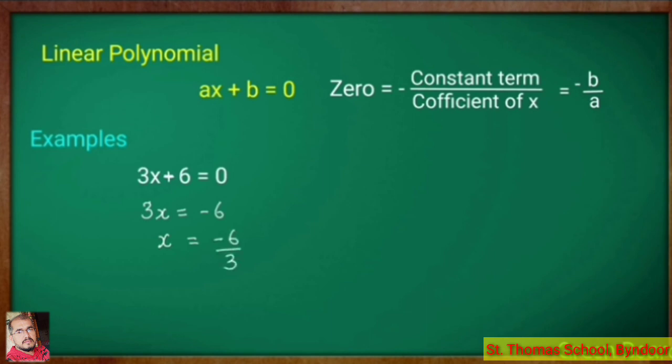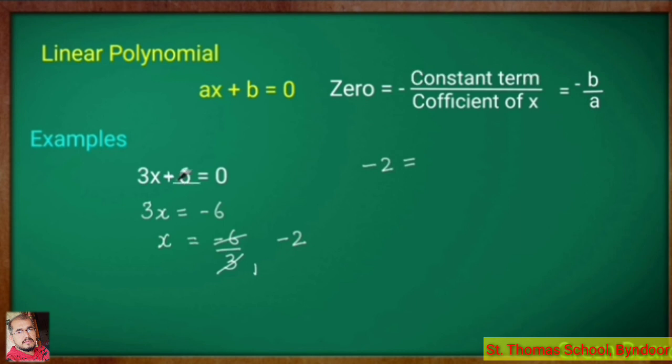Now 3 ones are 3 and 3 twos are 6, so you know the cancellation, right? So the answer is minus 2. The minus sign is already there, so it comes here. So now x equals what? Minus 2. So that is the zero. In the zero's place I am writing minus 2 equals minus constant term.